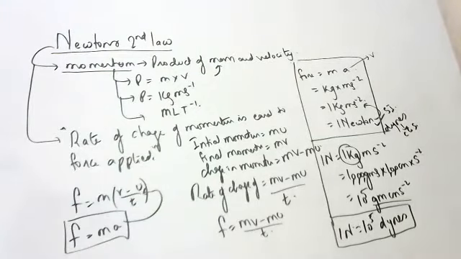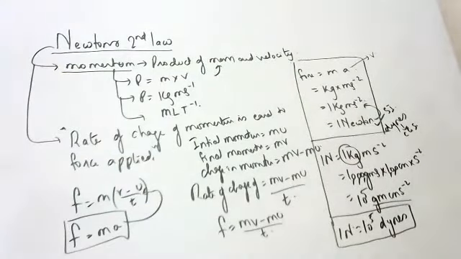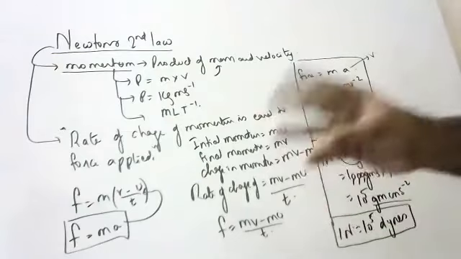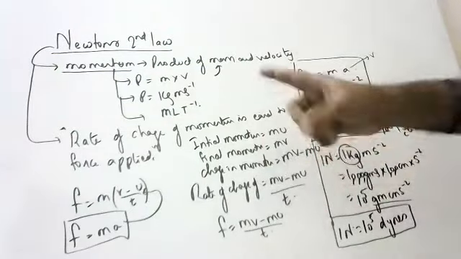Okay, children, so this is about Newton's second law, which gives the concept of momentum. What is momentum? Product of mass and velocity. Units are kg meter per second. What is Newton's second law definition? Rate of change of momentum is equal to force applied.